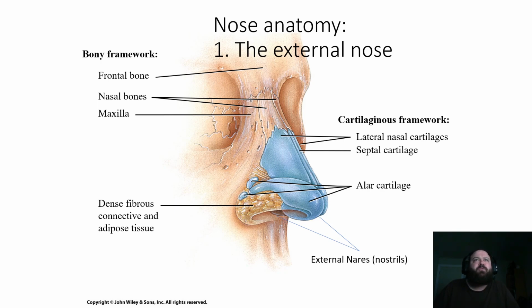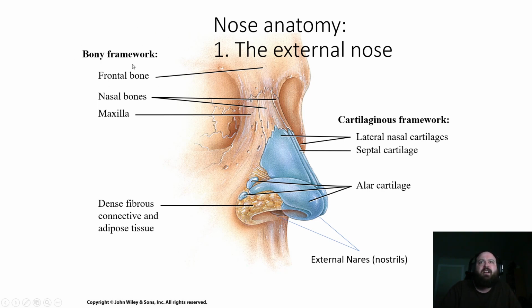Okay? The nose is the organ, of course, at the entrance to the respiratory system. It's broken up into two parts. The external nose, and then there's also an internal nose that we'll talk about later. This slide is showing you the external nose. The external nose represents the framework of the nose, the actual part of the nose that's sticking out. It's covered with muscle and skin, and it's broken up into two parts.